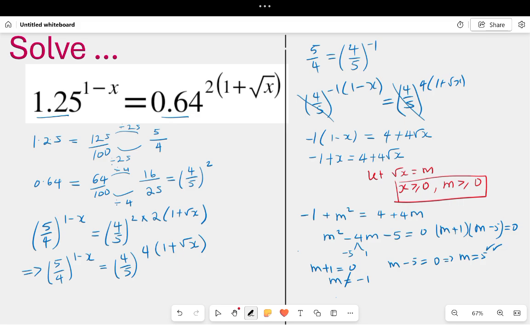Now we definitely know m is equal to 5, which means the square root of x is equal to 5. And therefore, by squaring both sides, x is equal to 5 squared, which is equal to 25. That is the answer for this equation.